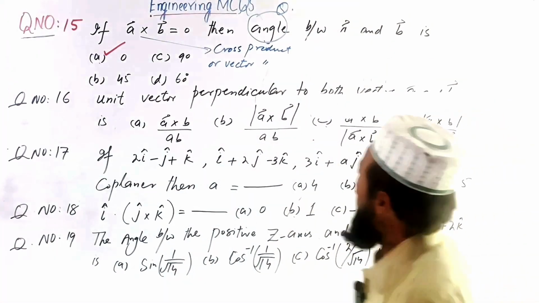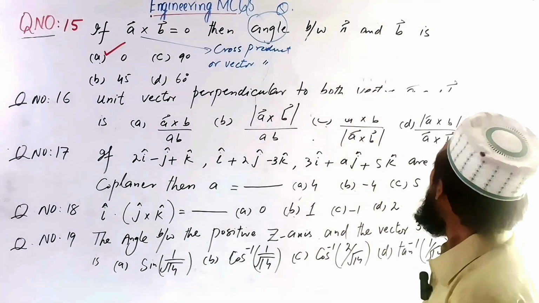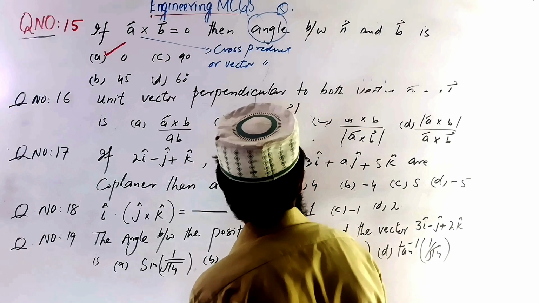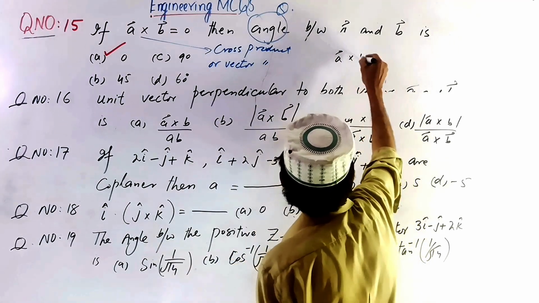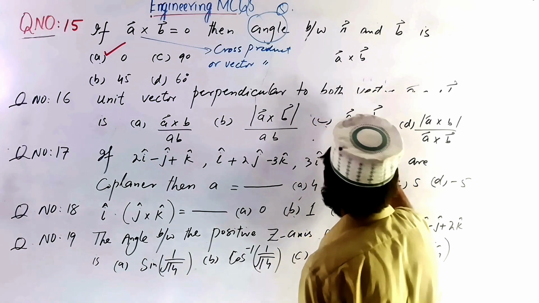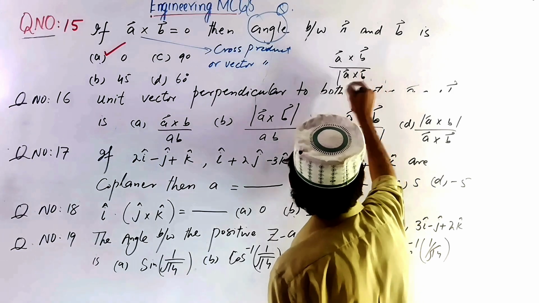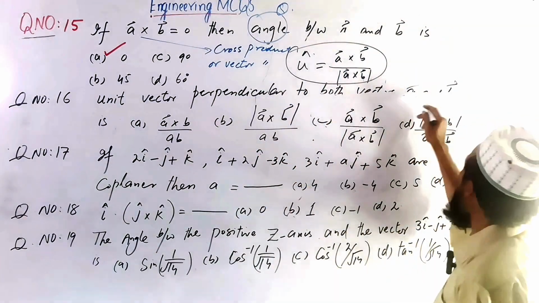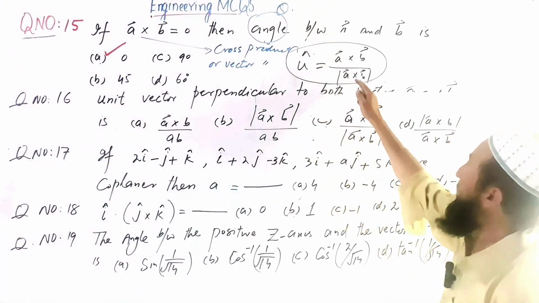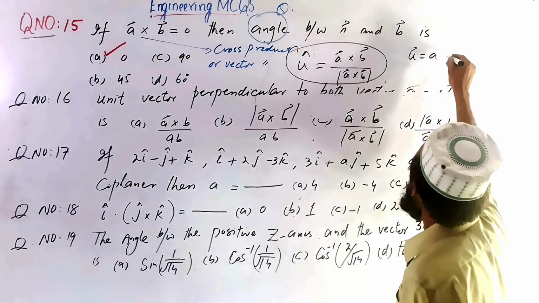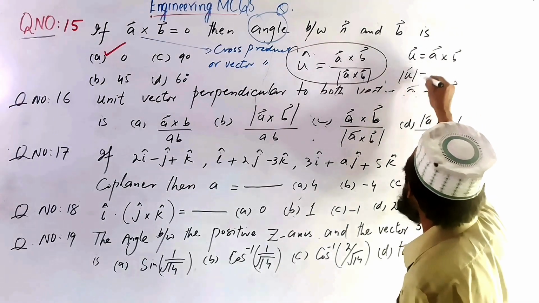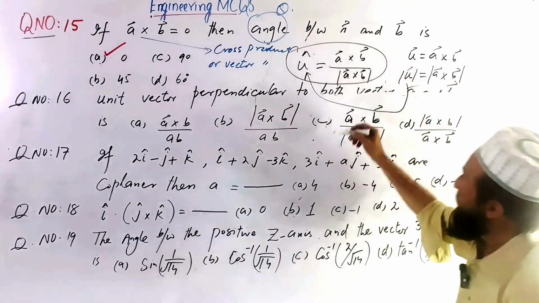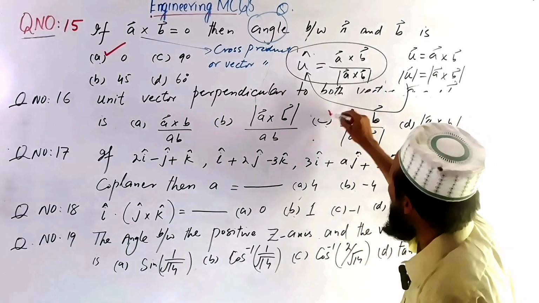So the next question: the unit vector perpendicular to both vectors A and B. A unit vector is in the direction of the cross product, A cross B, divided by the magnitude of the same vector. According to this definition, if U is the unit vector perpendicular to both A and B, then U is equal to A cross B divided by the magnitude of A cross B. So C is the correct answer.